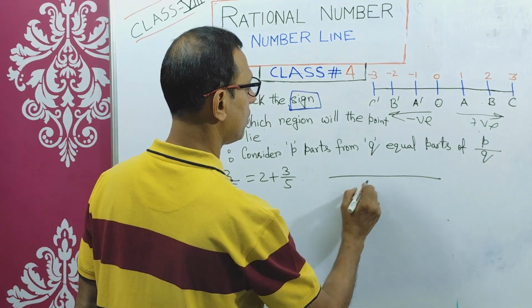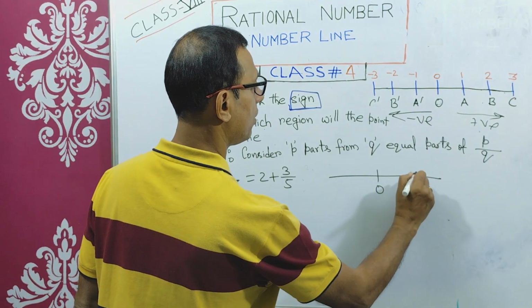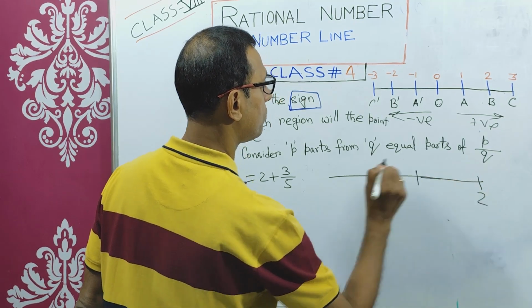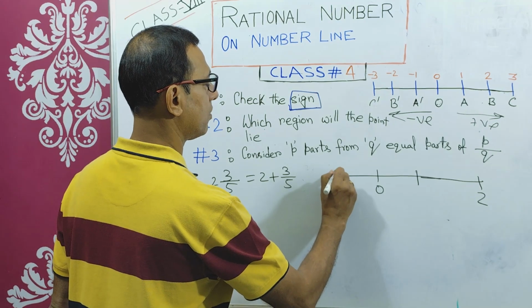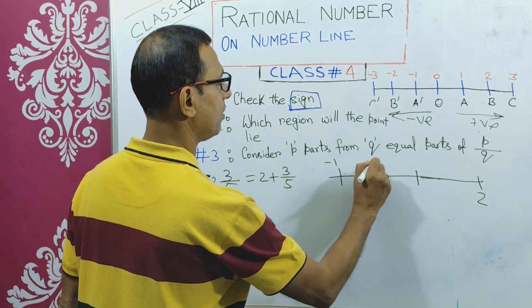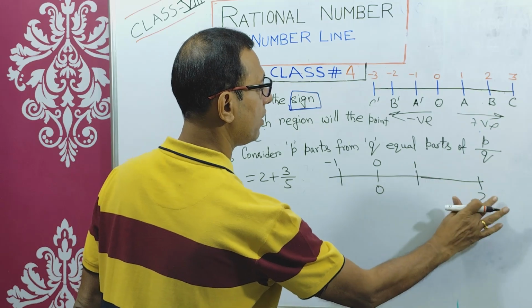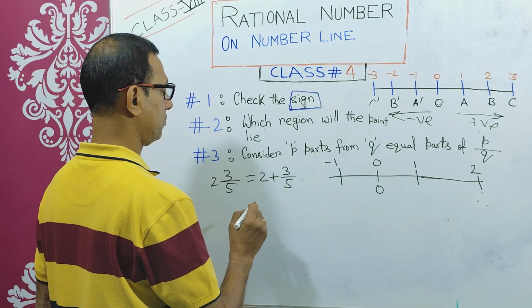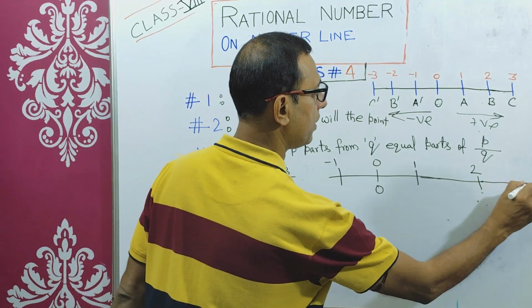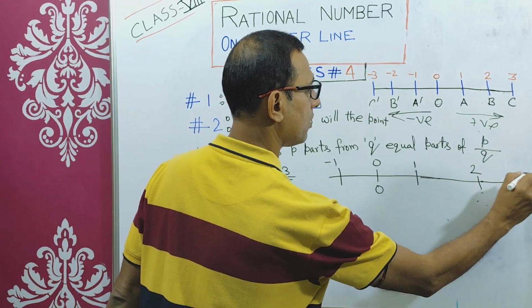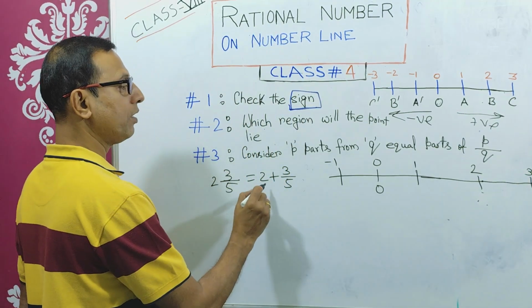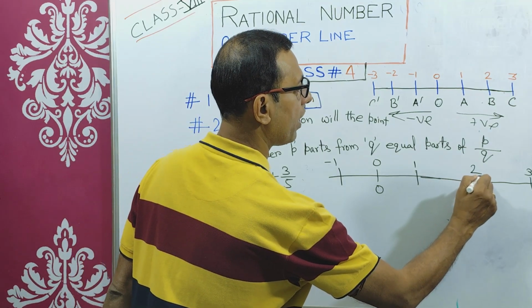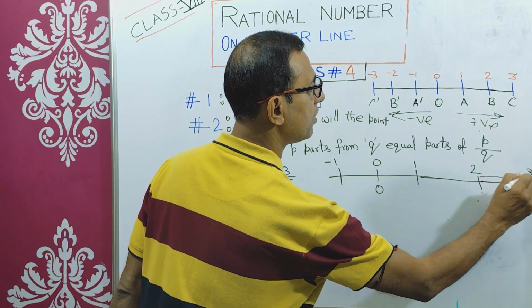You draw one line, it is 0, it is 1, and it is 2. This side it is minus 1, it is 0, it is 1, and it is 2. Sorry, 2 and then 3. Now it is 2 plus 3 by 5. That means the point will lie in between 2 and 3 in this region.